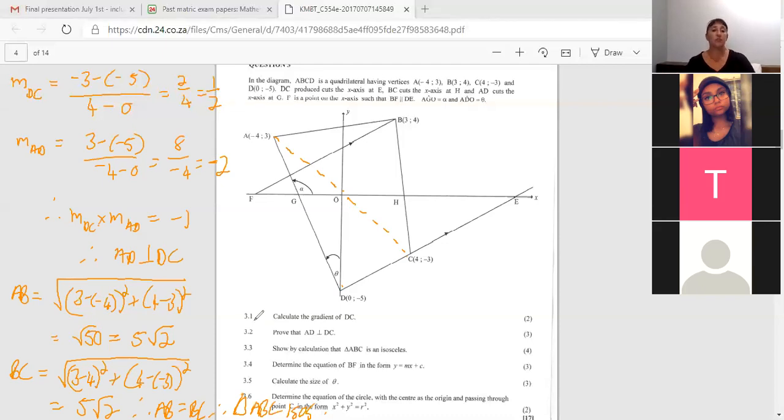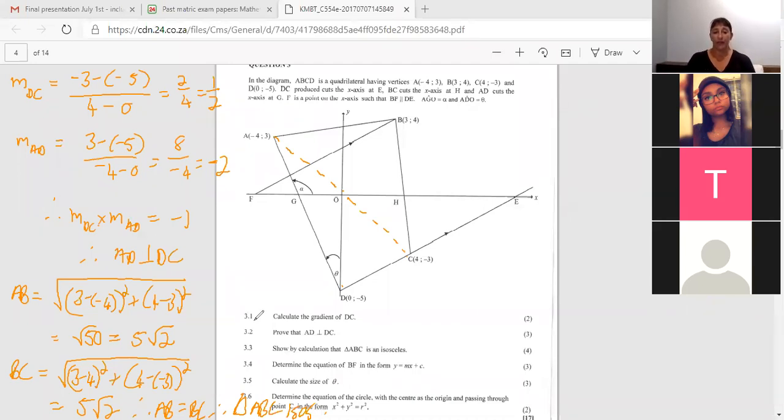All right, so let's just pause there and make sure that everyone's happy with those three parts to that one problem before we carry on. I'm quite sure 3.1 is fine. Find the gradient of DC. Then they want you to prove that AD is perpendicular to DC. DC's gradient, the one you found in 3.1. So find the gradient of AD and make sure they're opposites, so that when they multiply, you get minus 1.